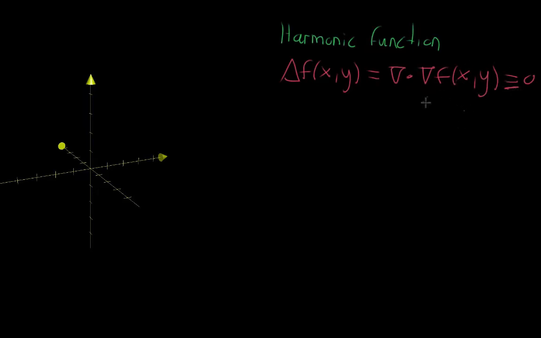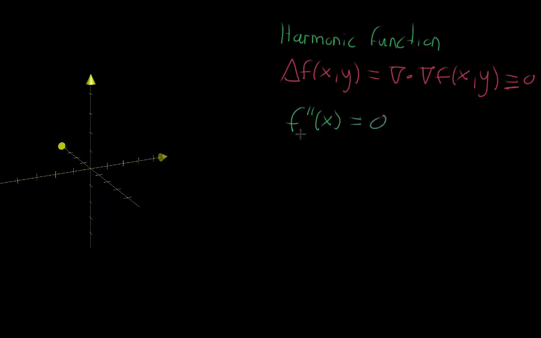And to get our head around this, as you're just starting to learn about the Laplacian, it's hard to just immediately see the intuition for what this means. Let's think about what it means for a single variable function. If you just have some single variable function of x, and you're looking at its second derivative, which is kind of the analog of the Laplacian, what does it mean if that's equal to zero?